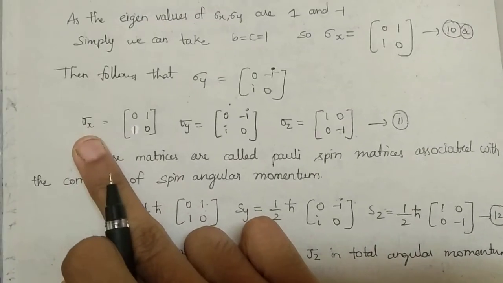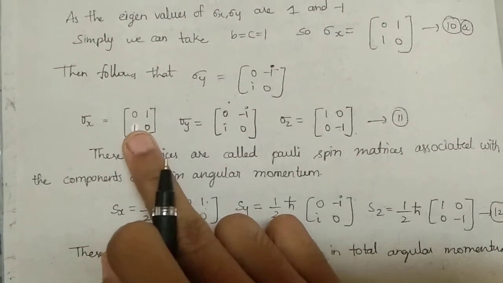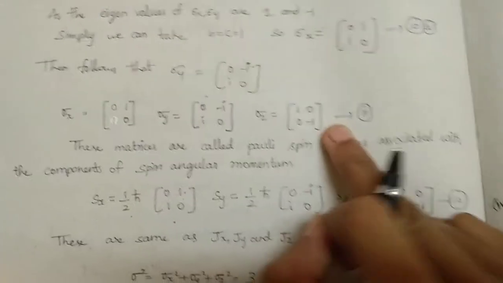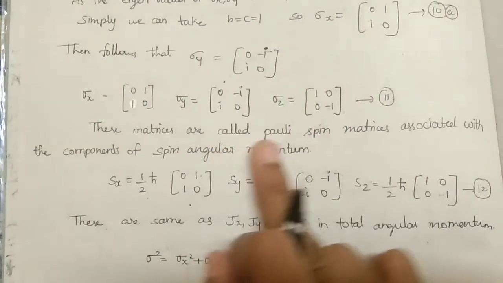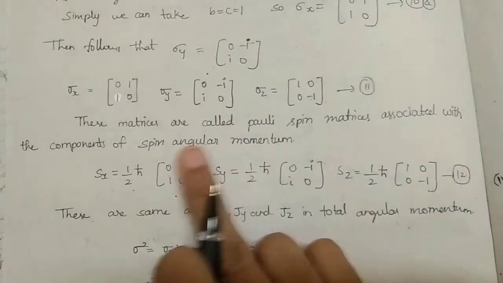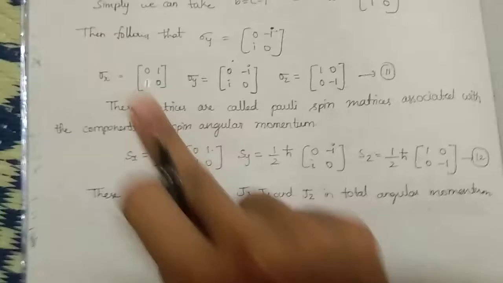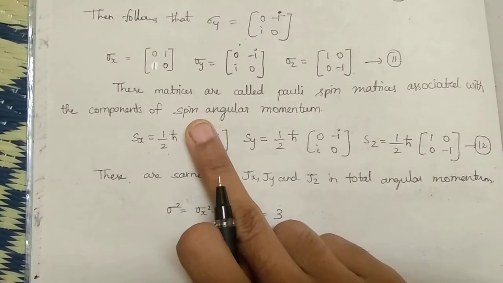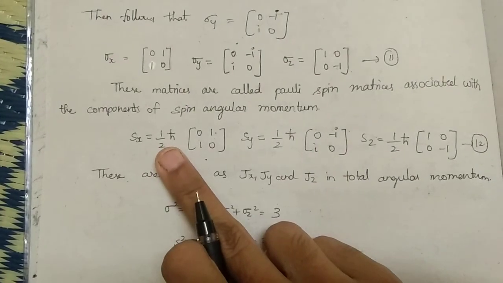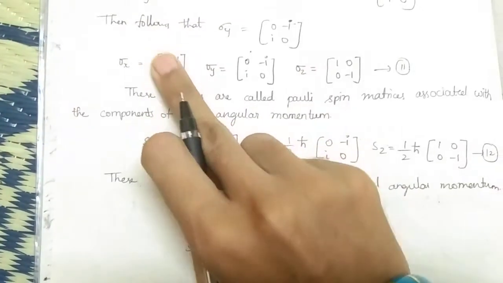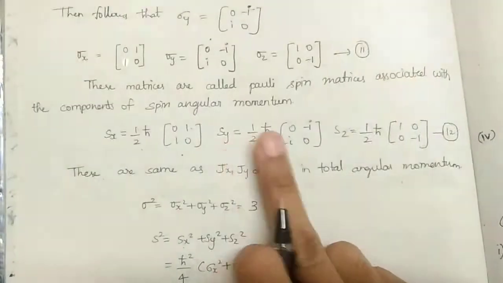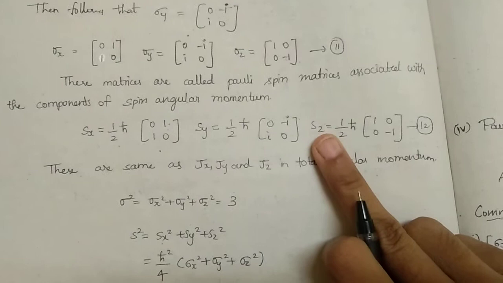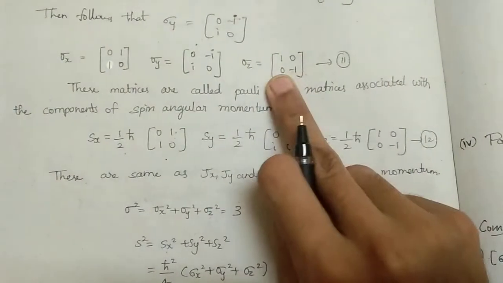Therefore sigma x is 0 1 1 0, sigma y is 0 minus I, I 0, and sigma z is 1 0 0 minus 1. These matrices are called Pauli spin matrices, associated with the components of spin angular momentum. That is, Sx is half h cut sigma x, in the place of sigma x we have 0 1 1 0, and Sy is half h cut sigma y, in the place of sigma y 0 minus I, I 0, and Sz is half h cut sigma z, 1 0 0 minus 1.